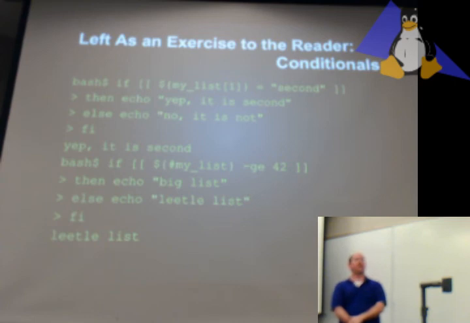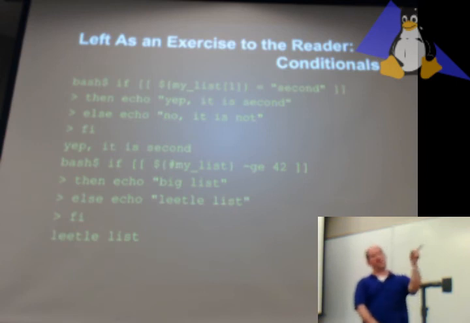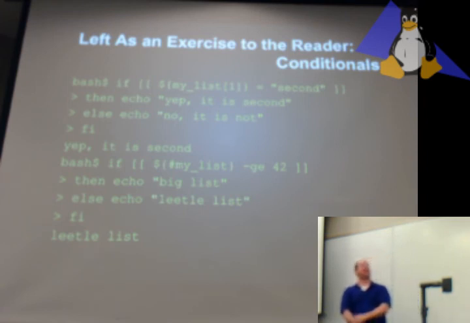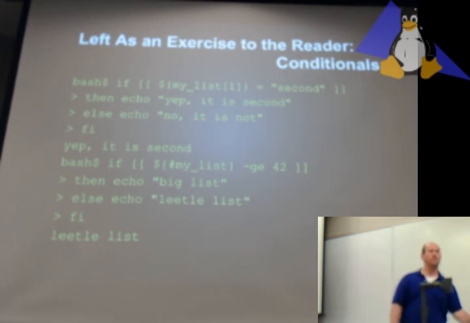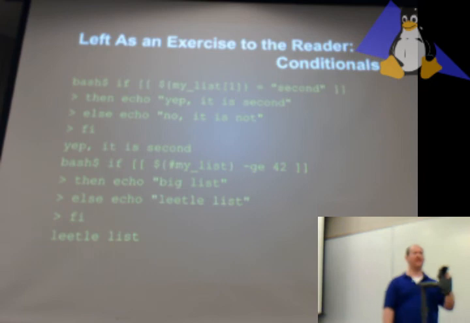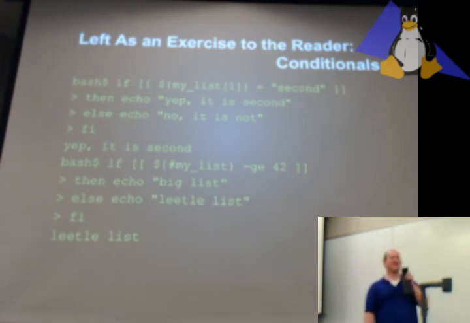One thing to point out is the string comparison is done with an equals. The numeric is done with minus ge or minus eq or minus le, all those. So it's kind of the reverse of some of the things that you're used to. Yep. If you don't want to bother with the differences between single brackets and double brackets, just default to using double, and things will work a lot more like you'd expect. Yes. Great point.